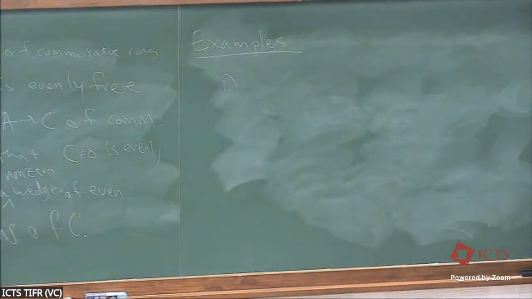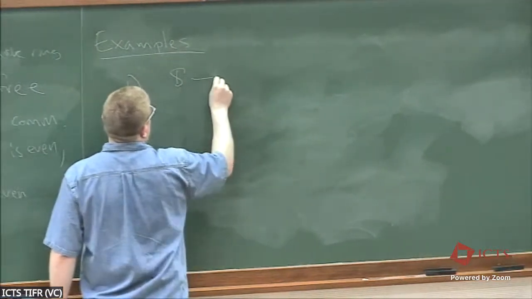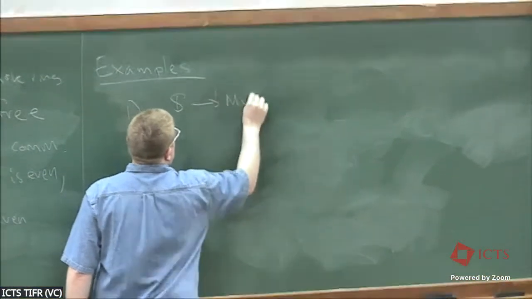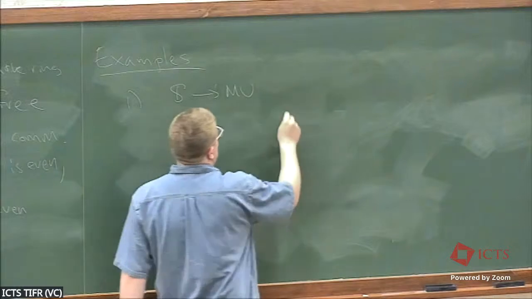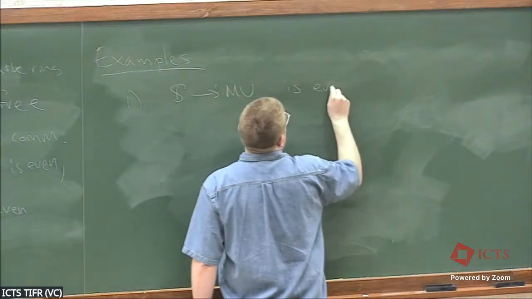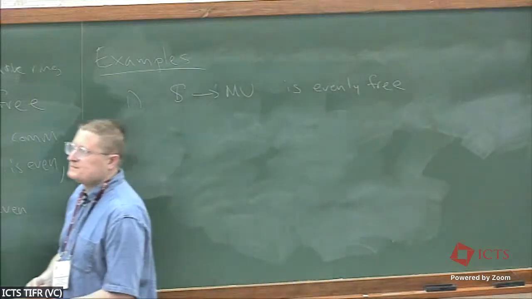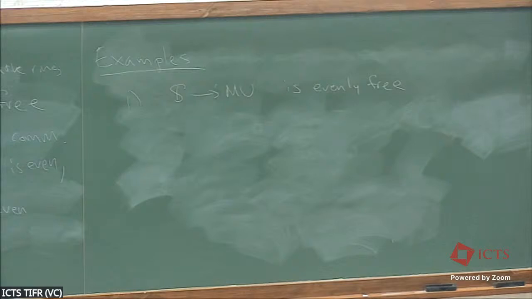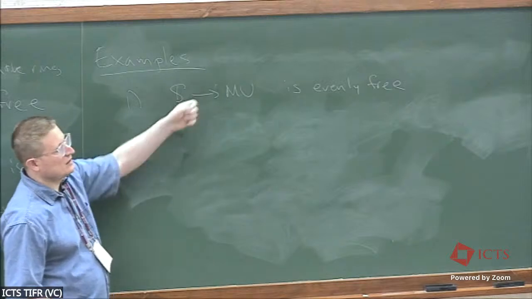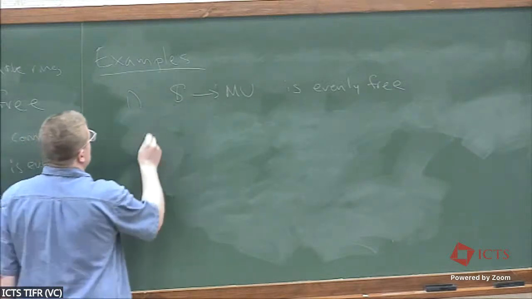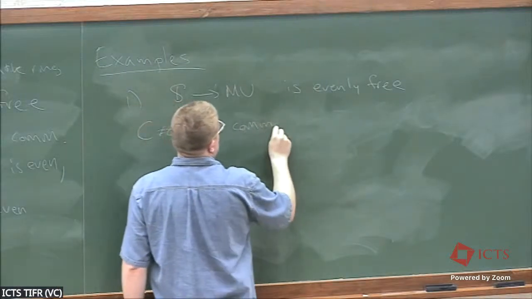So first of all, maybe one of our favorite maps of commutative ring spectra is the map from the sphere spectrum to MU. And this is evenly free. So this is just the unit map. So how do you see that? If you take some even E infinity ring, so that's the same as a map from the sphere into some even E infinity ring. So let's say C is some non-zero even commutative ring spectrum.